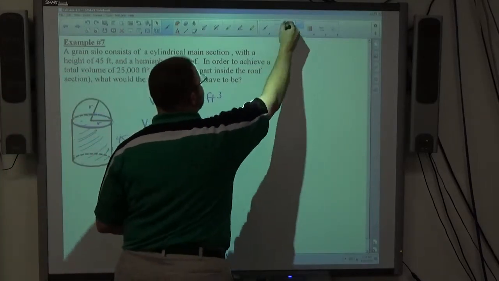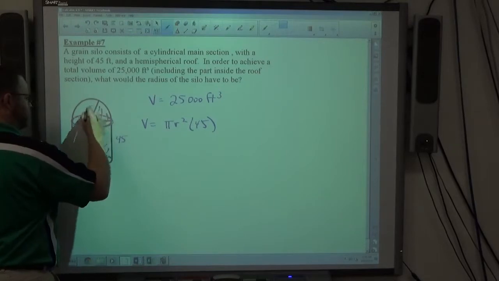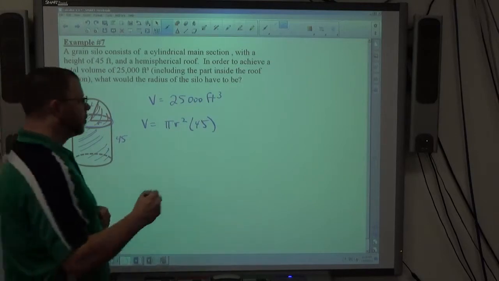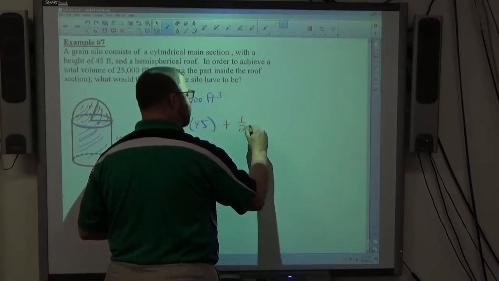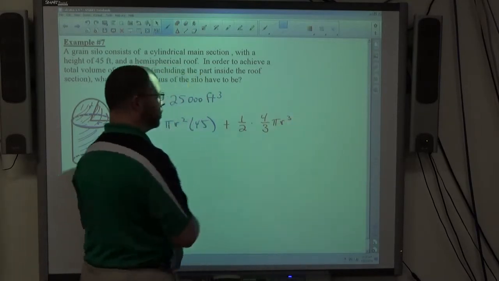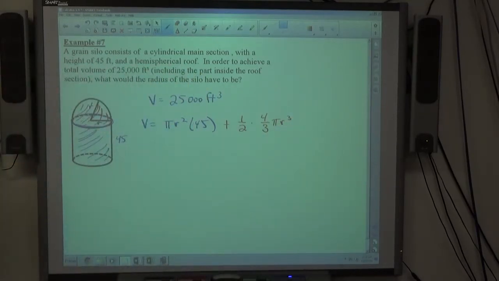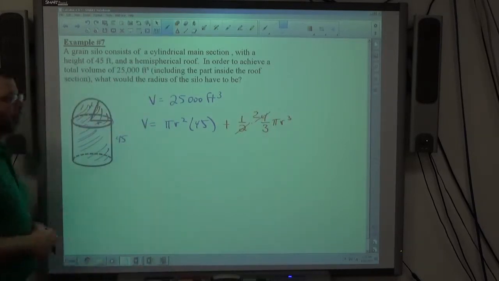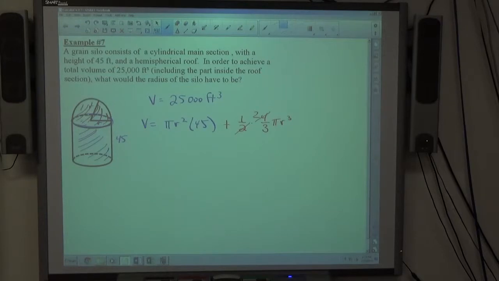The hemisphere, I'm going to do that volume in red. Volume of a sphere is 4/3 pi r cubed, right? We have half a sphere, so the half a sphere is going to be 1/2 of this volume of a sphere. So 1/2 of 4/3 pi r cubed, better known as 2/3 pi r cubed.